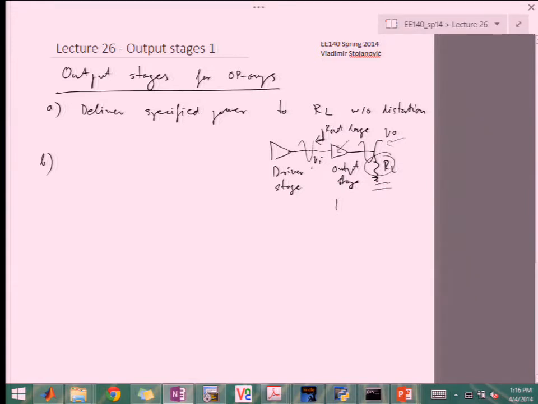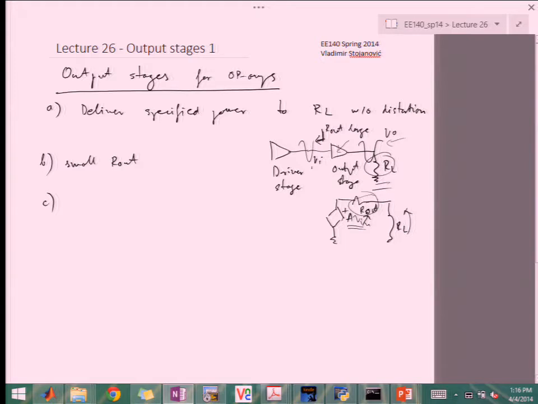Remember that we've been modeling amplifier stages as some gain and then a series R out, and then you have RL here. If RL is very big, then this voltage is very small. In order to get as much out as possible, you want R out to be a very small resistance. So these stages have small R out.